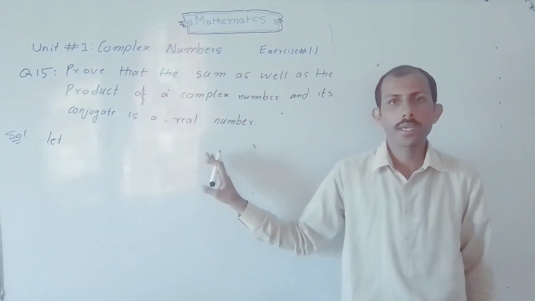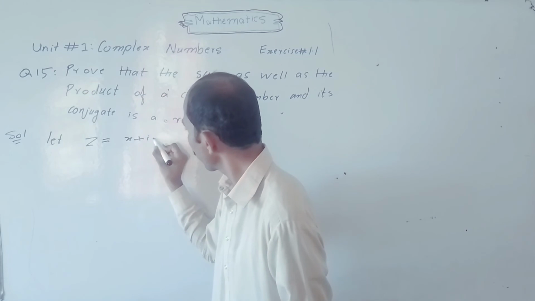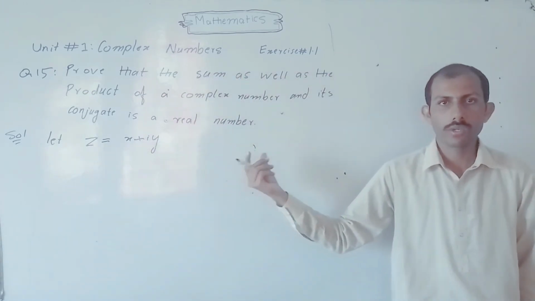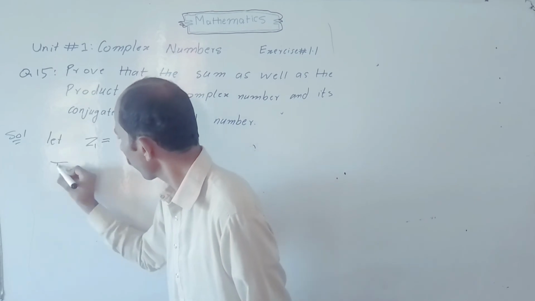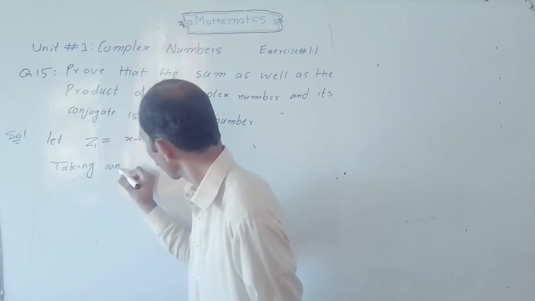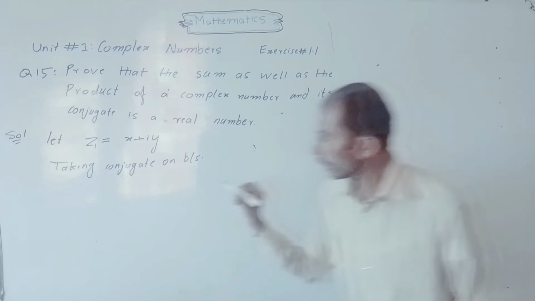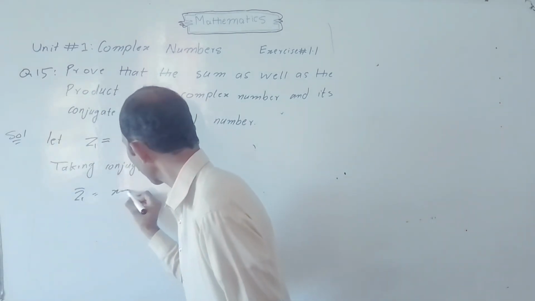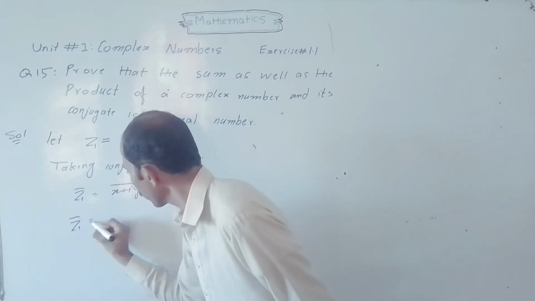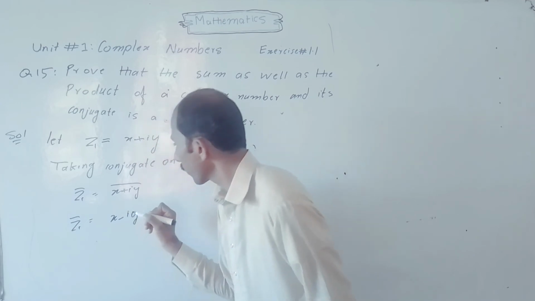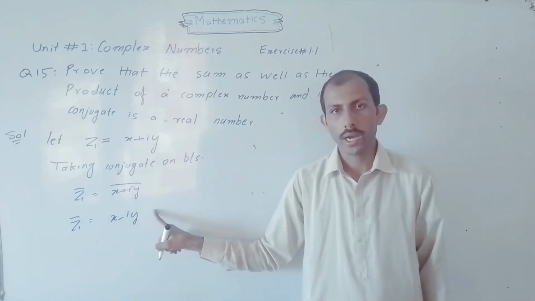Let z is equal to x plus iota y be a complex number and its conjugate, taking conjugate on both sides. So z1 conjugate is equal to x plus iota y, taking conjugate. Next, z1 conjugate is equal to x minus iota y. x plus iota y conjugate can also be written in the form of x minus iota y.